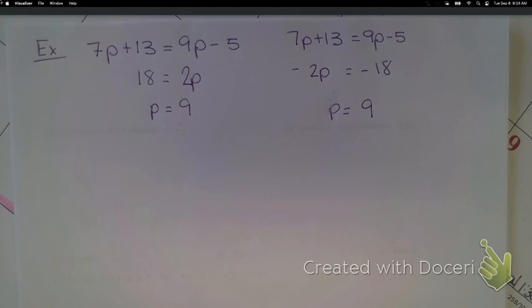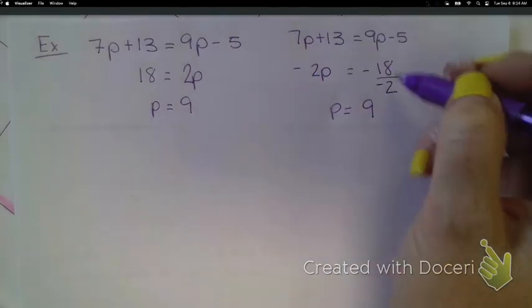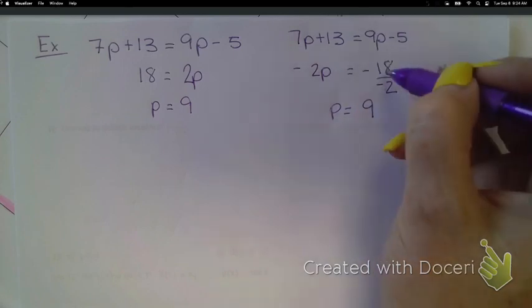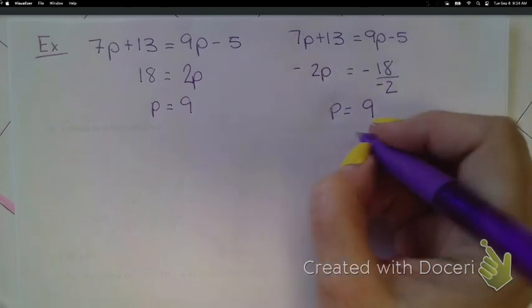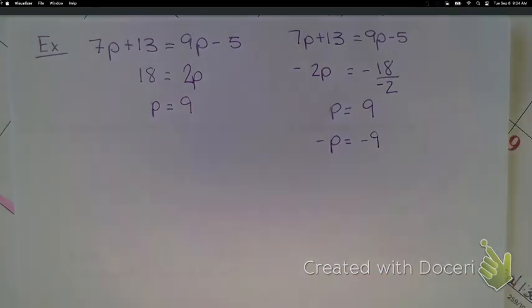Okay, so we divided by a -2. The only reason I don't like this method is a lot of times people will divide by 2 and tell me that -p equals -9. Can I have an answer like that?